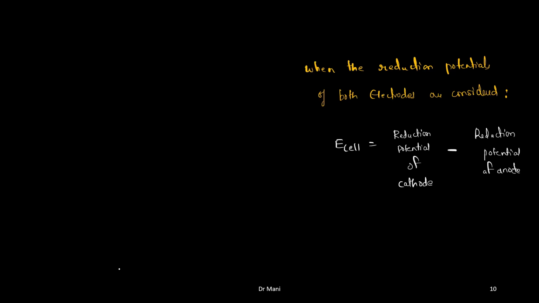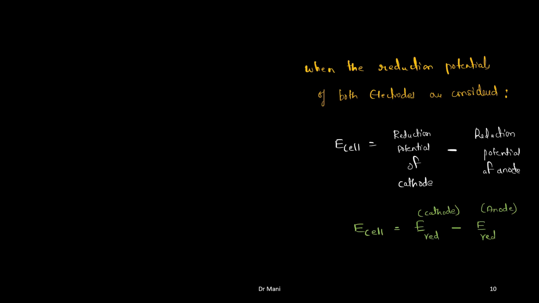So you can say E cell is equal to E red minus E red. This is cathode, this is anode. Is that clear? What is the meaning of red? The reduction potential. Clear?